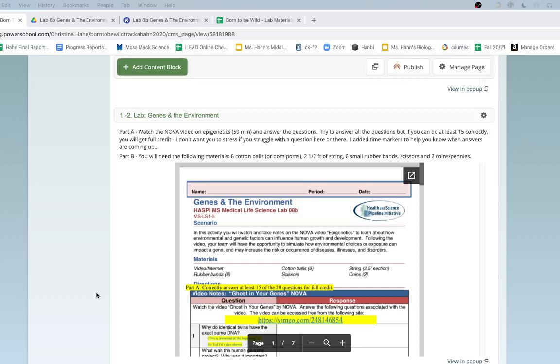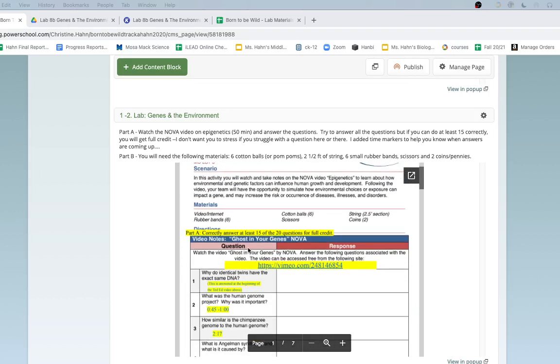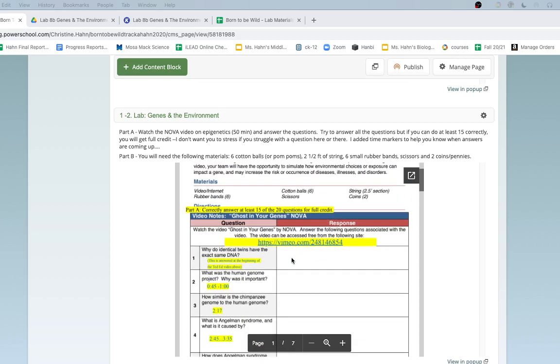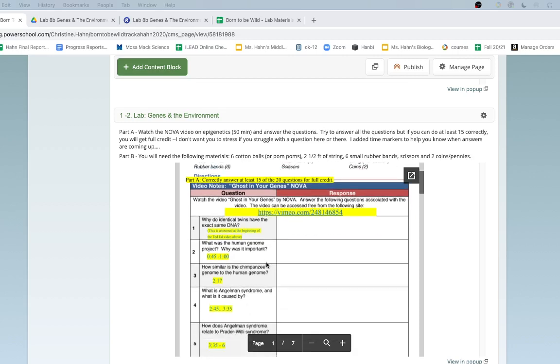Hi, I'm going to be going over the Genes and Environment lab, which is two parts. For part A, you're going to be watching this video. The link is in the PDF right here. You're watching a video called Ghost in Your Genes that's made by Nova. And for the answers, I tried to help you out by putting the time.